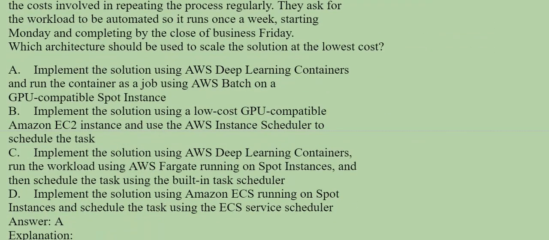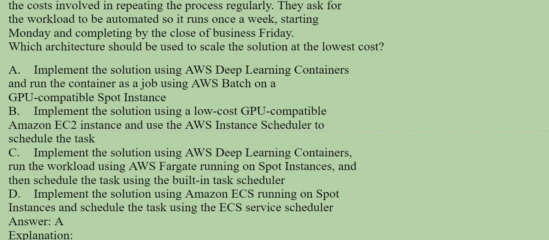Option A. Implement the solution using AWS Deep Learning containers and run the container as a job using AWS Batch on a GPU-compatible Spot instance. Option B. Implement the solution using a low-cost GPU-compatible Amazon EC2 instance and use the AWS Instance Scheduler to schedule the task. Option C. Implement the solution using AWS Deep Learning containers.